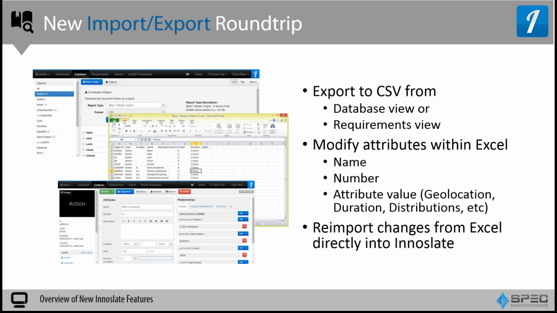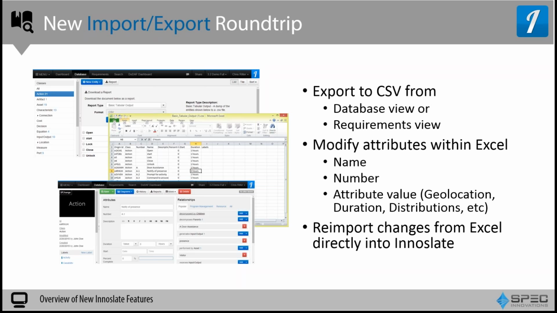We now have import-export round-trip with Excel. So we mentioned that we now have Excel export and Excel import, and you can round-trip both of them. So you can export to CSV right from database view or requirements view, then take that CSV and open it in Excel, change the number, the name, add attribute values for geolocation, duration distributions, etc., and then re-import those changes right back into Innoslate.